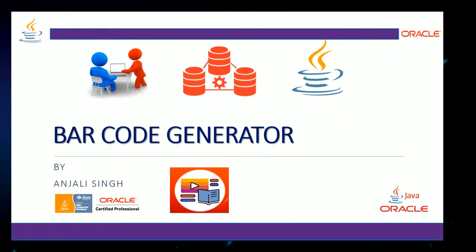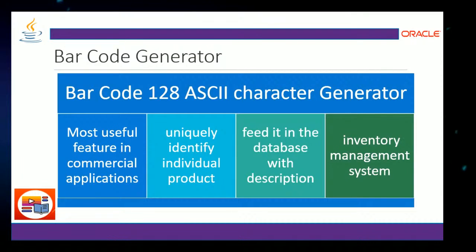Barcode generator. Barcode 128 ASCII character generator is the most useful feature in commercial applications where it is uniquely identifying individual products and feeding them in the database with the complete description like price, quantity, status and many more, in an inventory management system for supermarkets, grocery stores or any kind of commercial use.